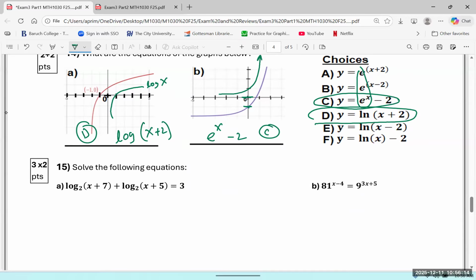The next final exam questions are these two. You'll have at least one log and exponential. You may have both, or you may have one of them, but definitely one of them, either log or exponential.